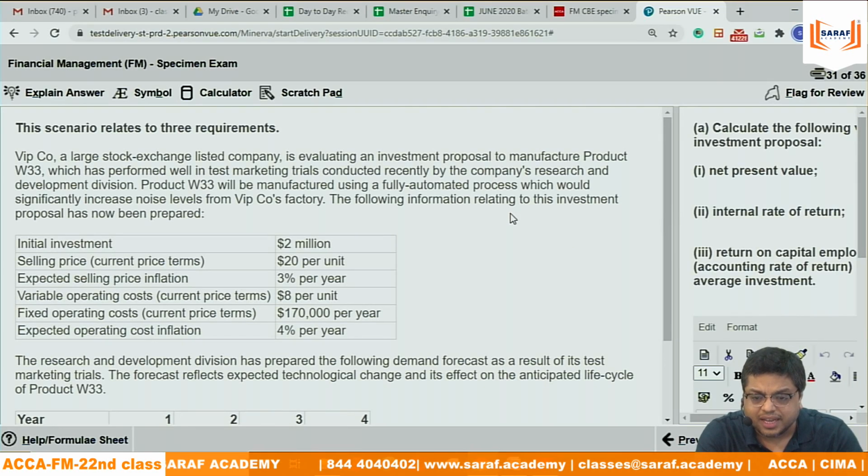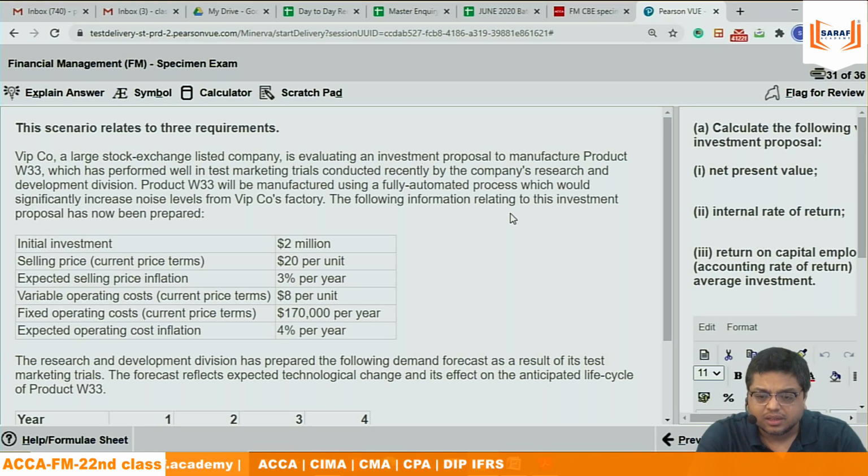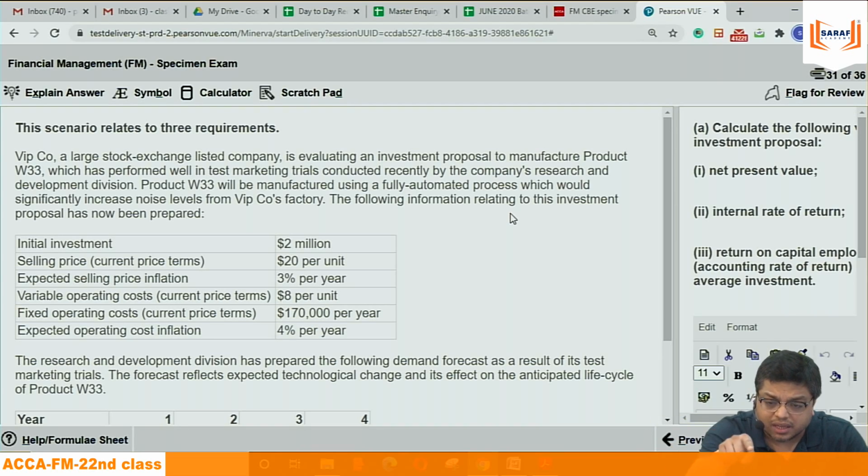First of all, I will be reading the stuff, then only I can read about the questions. So for that reason, I have increased the screen size relating to the part where the question is. The scenario relates to three requirements. That means there are three questions, I think. Not an issue. VIP company, a large stock exchange listed company, is evaluating an investment proposal to manufacture product W33. So the company is a listed company. Maybe there is a theoretical question where we need to concentrate on this area. They are a listed company.